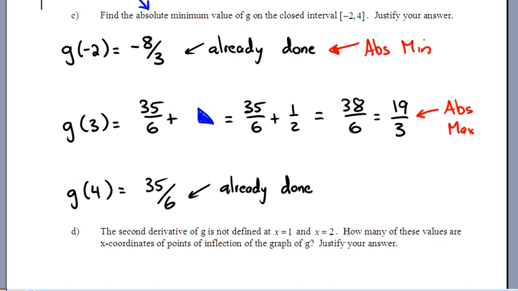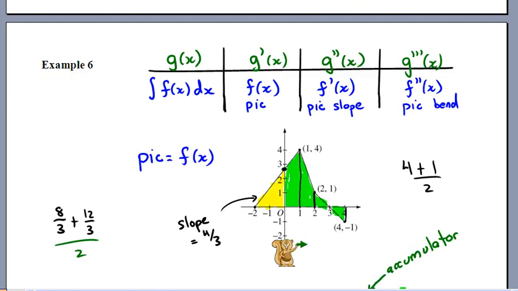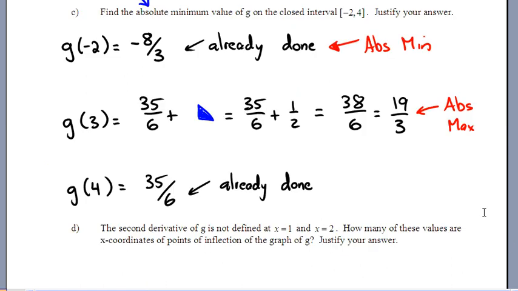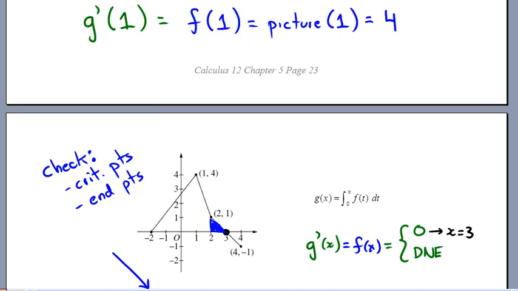I'm going to go back to my legend. They're starting to talk to me about the second derivative of g. And so in my mind, I'm starting to look over here on this little legend. I'm saying, okay, second derivative of g. Well, I can go and look at the slope of the picture, right? Just the tangent line slope of the picture, and that'll tell me everything I need to know about the second derivative of g. So what did they say? The second derivative of g. Okay, the slope of the picture is not defined at x equals 1 and x equals 2. Let's see if that's true.